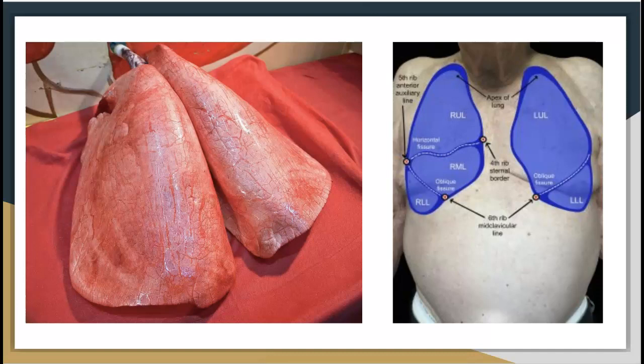In the image on the left, you can see in an elderly man that the lung is composed of 2 separate entities. The right lung has 3 lobes: the right upper lobe, right middle lobe, and right lower lobe. And the left lung has 2 entities, the left upper lobe and left lower lobe.